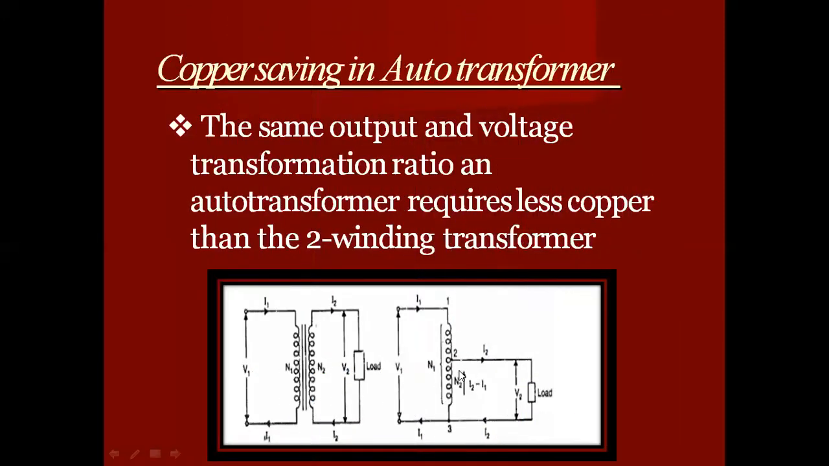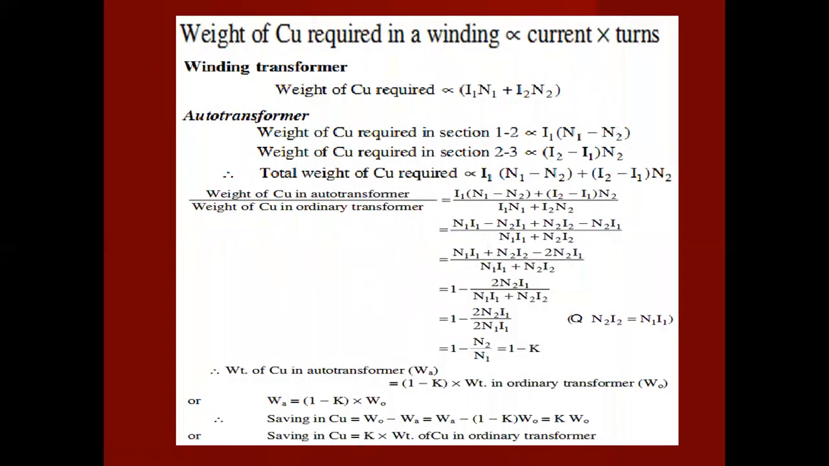So for 1-2, it is I1 into (N1 minus N2). For 2-3, it is (I2 minus I1) into N2. So the total weight of the copper that is required is the summation of those two parts. So weight of the copper in autotransformer divided by weight of the copper in an ordinary transformer.